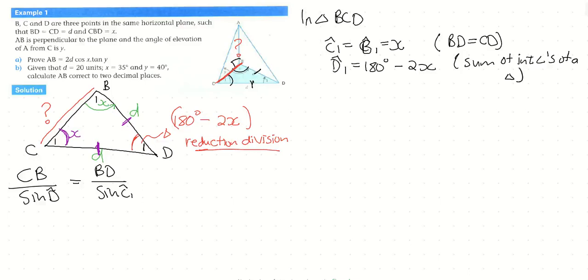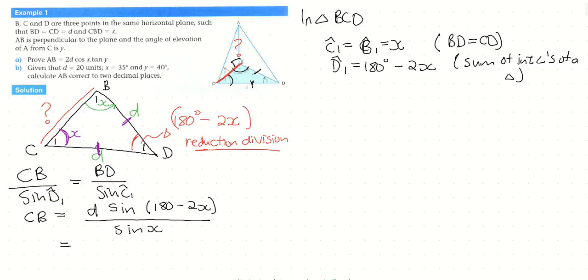So now I've done that. My teacher knows where she got the x from, and why, and also how you figured out what D1 is. Now I can plug all of that in here. CB is what I'm trying to figure out, and I keep CB by itself. BD I can replace with a D, and sine D1 is 180 minus 2x all over sine C1. And what is sine C? Sine x.